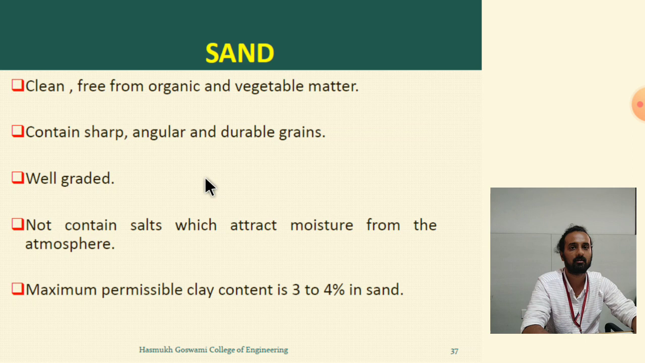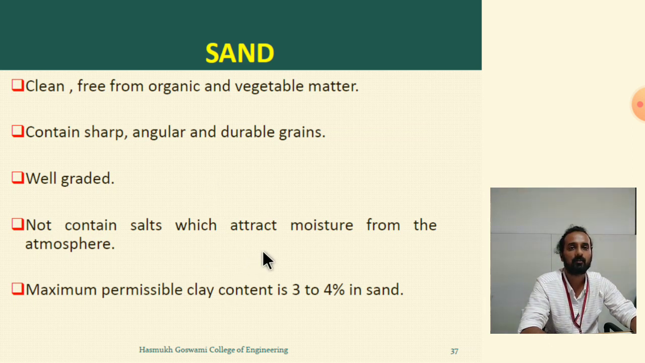You can see as we are moving forward to the sand topic. Sand is a naturally available material. It should be clean from organic and vegetable matter, contain sharp, angular and durable grains, well graded. It does not contain salts and absorbed moisture. Permeable clay content should be 3 to 4% in sand.